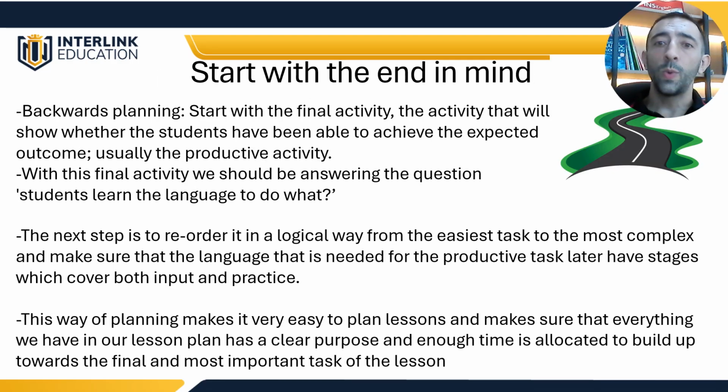So, what do we do? So we've thought about aims, we've thought about scaffolding and staging. Next is we start with the end in mind. This is something called backwards planning. With backwards planning, we start with a final activity, the activity which will demonstrate whether or not students have understood and have been able to produce the lesson's aim, usually the productive activity. After we have this, we will then ask the question of, okay, what do students need to know to be able to achieve this? The next step is to reorder in a logical way from the easiest task to the most complex, and make sure that the language needed for the productive task in the later stage has been covered in both the input and the practice.